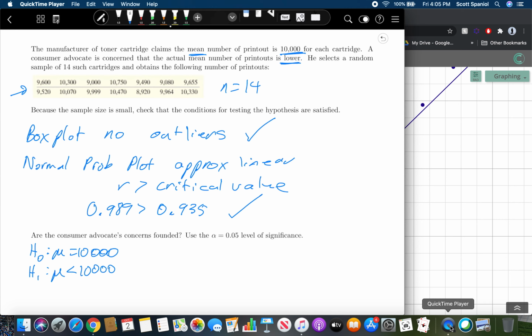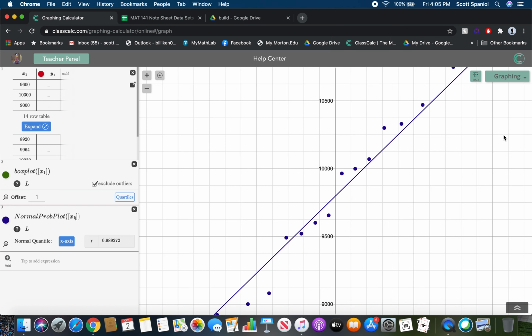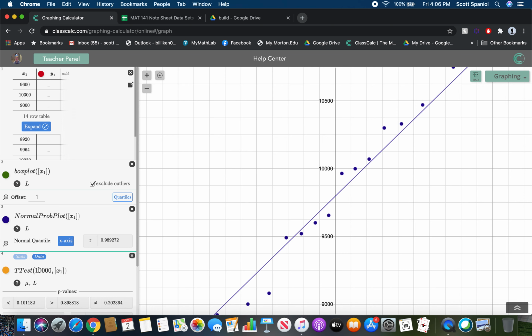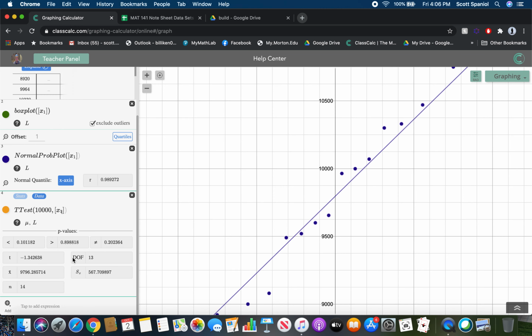Because our consumer advocate thinks that it's lower. Okay. And then we can go into our ClassCalc with our data set already in there, and we can do a t-test. Tell it to use data, because we want to use the data that we got up here in x1. Put in the mean, which is 10,000, and then have it calculate the mean and the standard deviation from the data set. And when you do that, you get these values.